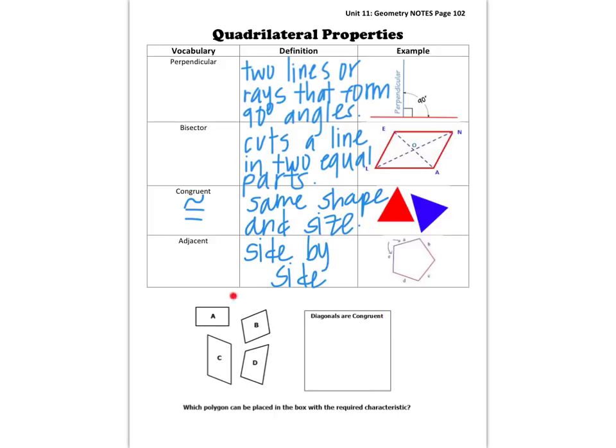Alright, down here, this is kind of getting ahead of us, but it says which polygon can be placed in the box with the required characteristic. Diagonals are congruent. So in just a minute, we're going to talk about how a property of a rectangle would be congruent diagonals. So the answer would be A.